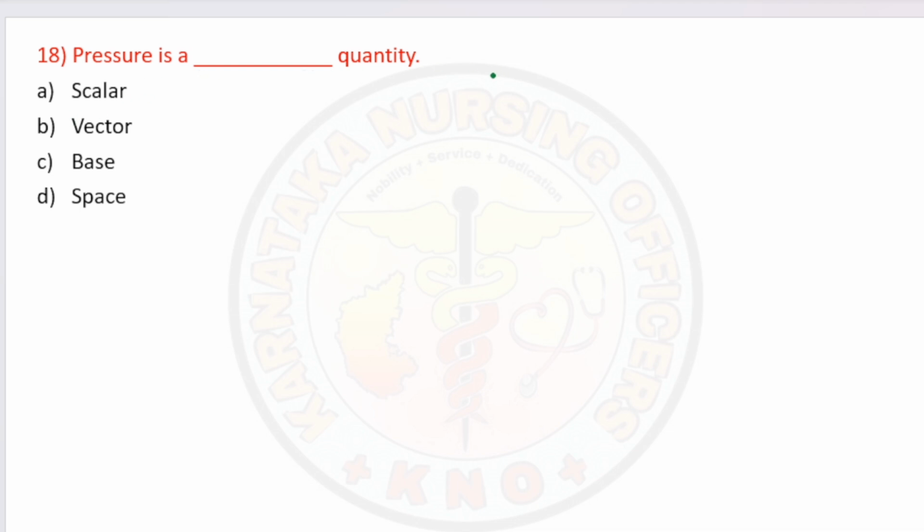Pressure is a dash quantity, and the options are scalar, vector, base, space. So pressure is a scalar quantity because pressure has only magnitude but not direction. Hence it is termed as scalar quantity.